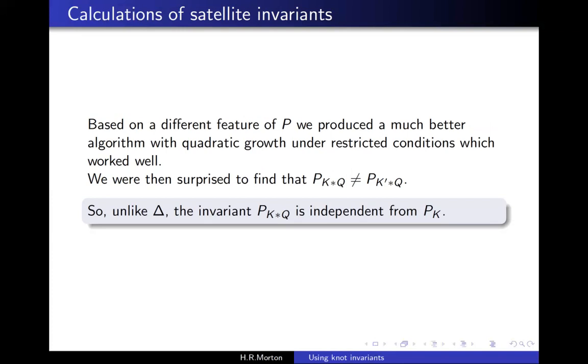When we'd done our calculations, we were surprised to find that the answers we got were different. If this is right, the invariant P of K star Q is independent from P of K. Of course, we were a little bit cautious in that if you're doing computing and you're wanting to show that two polynomials are different, but if you make a mistake in the computing, they're almost bound to be different when they show up. So we said, well, we hope we're right.